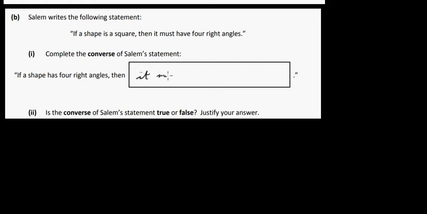it must be a square. So that's just the statement, or the converse rather. This is the statement here. This is the converse of that statement. Now here we're asked, is the converse of Salem's statement true or false? Well, it's false.